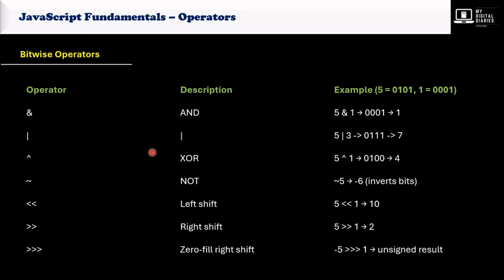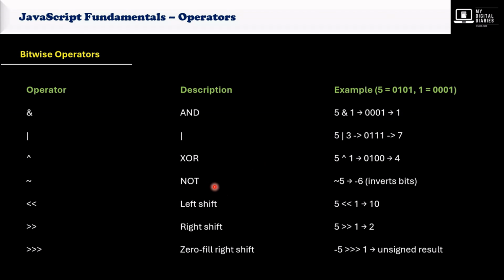Next is the OR operator. It returns 1 if at least one of the bits is 1. So if only one of the bits is 1, then it will return 1. That's how the OR operator works. Then we have the XOR operator, which stands for exclusive OR. So what does it mean? It returns 1 if the bits are different. Okay, so this is XOR.